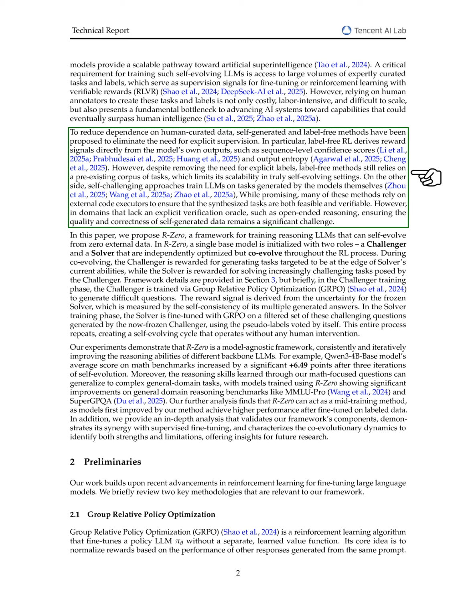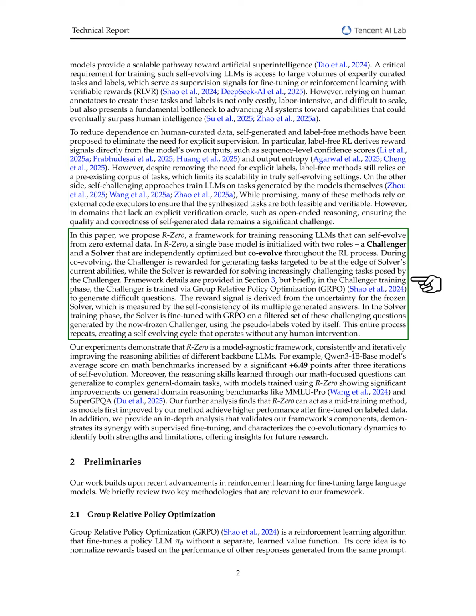One approach, label-free reinforcement learning, derives reward signals from the model's own outputs, such as confidence scores and output variability. Yet, these methods still depend on a pre-existing set of tasks, which restricts their scalability in truly self-evolving environments. Alternatively, self-challenging methods involve training LLMs on tasks they create themselves. While these methods show promise, they often require external code executors to verify the feasibility and correctness of the generated tasks. This verification challenge is particularly pronounced in areas like open-ended reasoning.